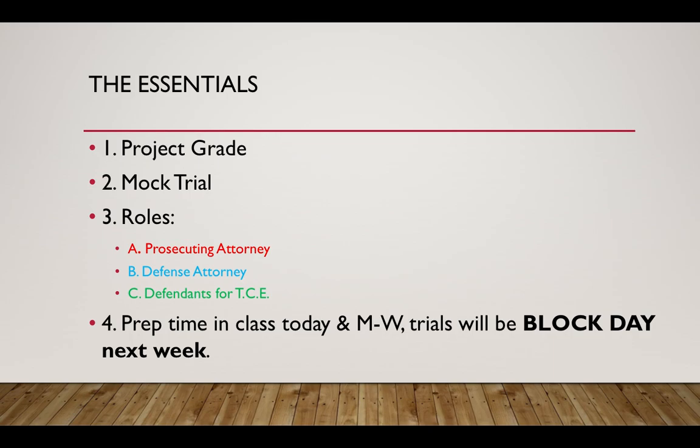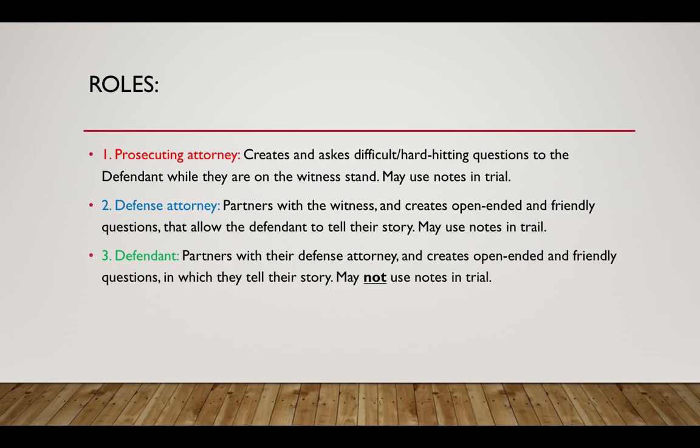Before you find out what role you have been assigned, or may even have a choice over, let's talk about what the roles entail. The prosecuting attorneys are the people who are going to go against the Columbian exchange. They're going to try to say that it was not a great thing in world history and that there were crimes against humanity. They will create and ask difficult, hard-hitting questions to the defendants while they're on the witness stand.